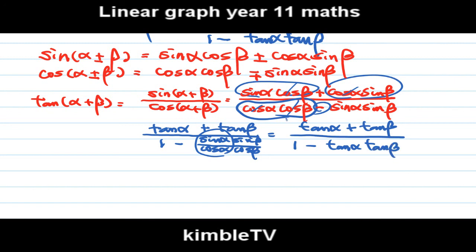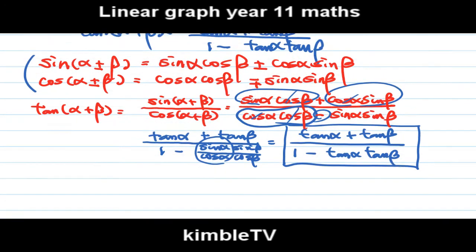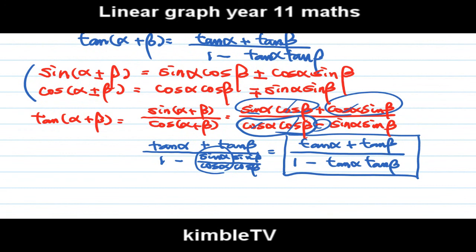Okay, so this is an important formula, and when you memorize it, you should follow this rule. Sine of alpha plus beta: sine, cosine, cosine, sine. Cos of alpha plus beta: cos, cos, sin, sin.